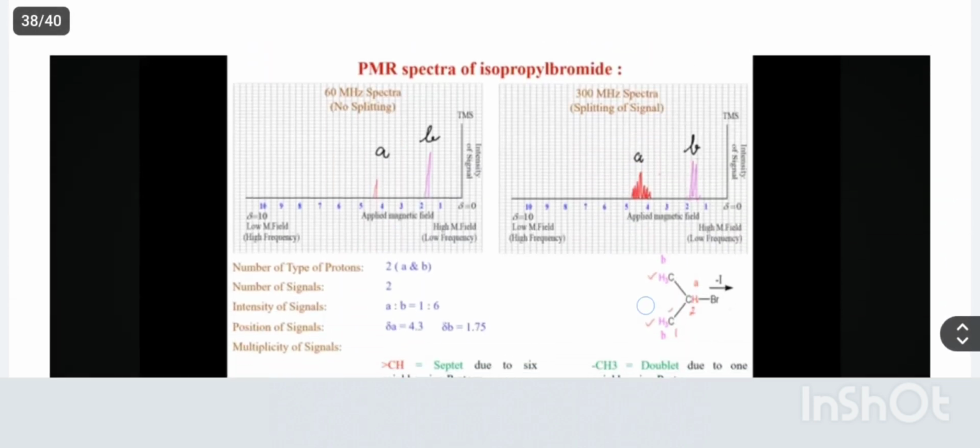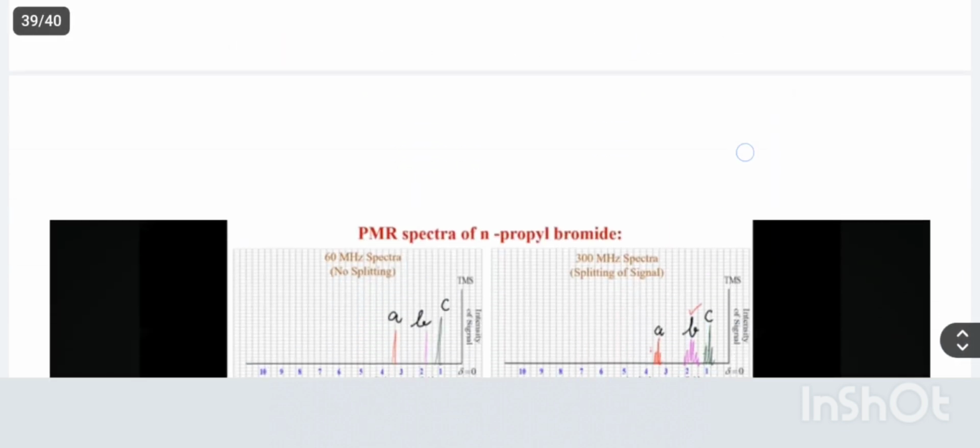PMR spectra of isopropyl bromide. Number of types of proton: 2, A and B. Number of signals: 2. Intensity of signal A:B is 1:6. Position of signal: delta A is equal to 4.3, delta B is equal to 1.75. Multiplicity of signal: septet due to 6 neighboring protons, CH3 doublet due to 1 neighboring proton. Intensity of lines in a multiplet: 1:6:15:20:15:6:1, 1:1.